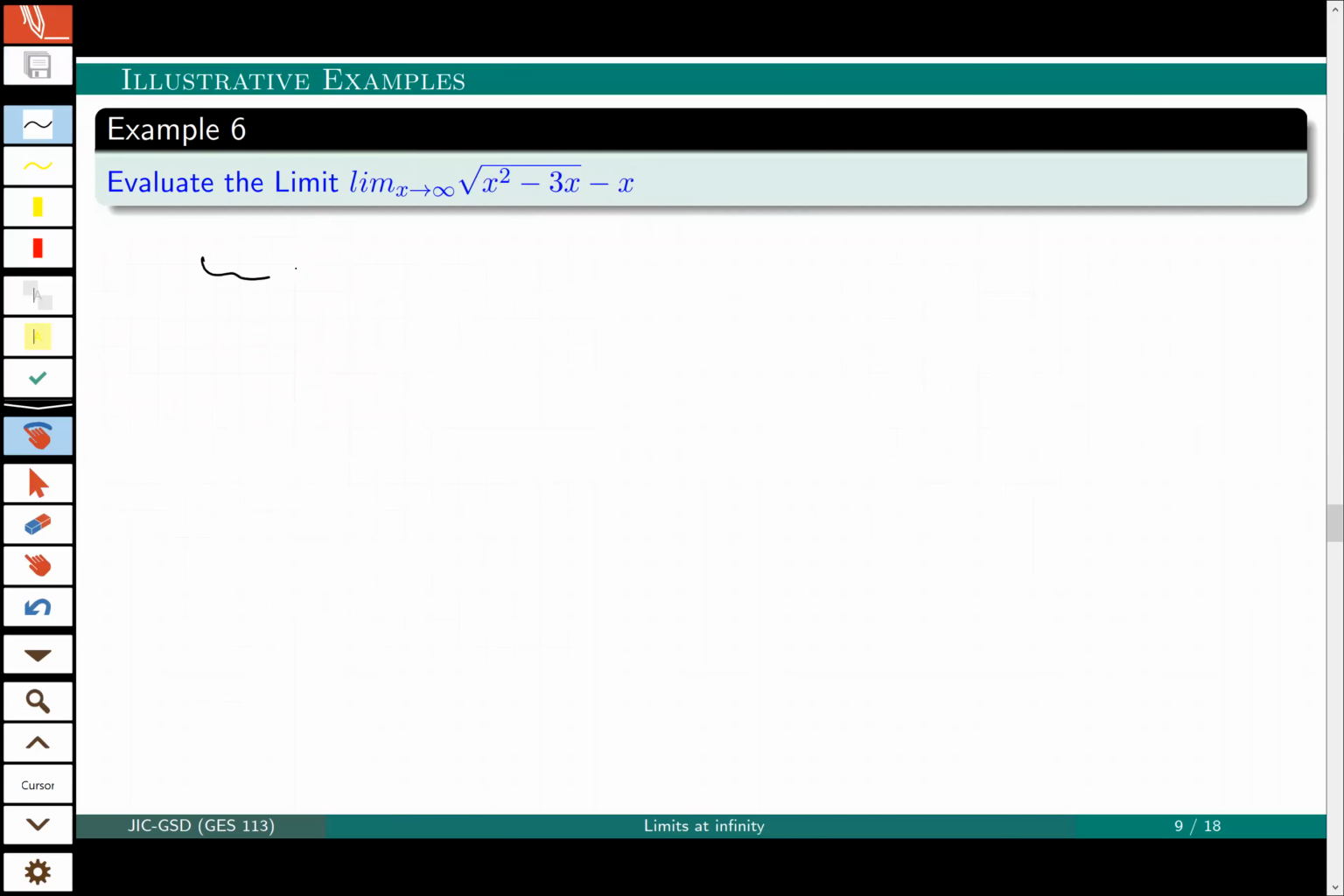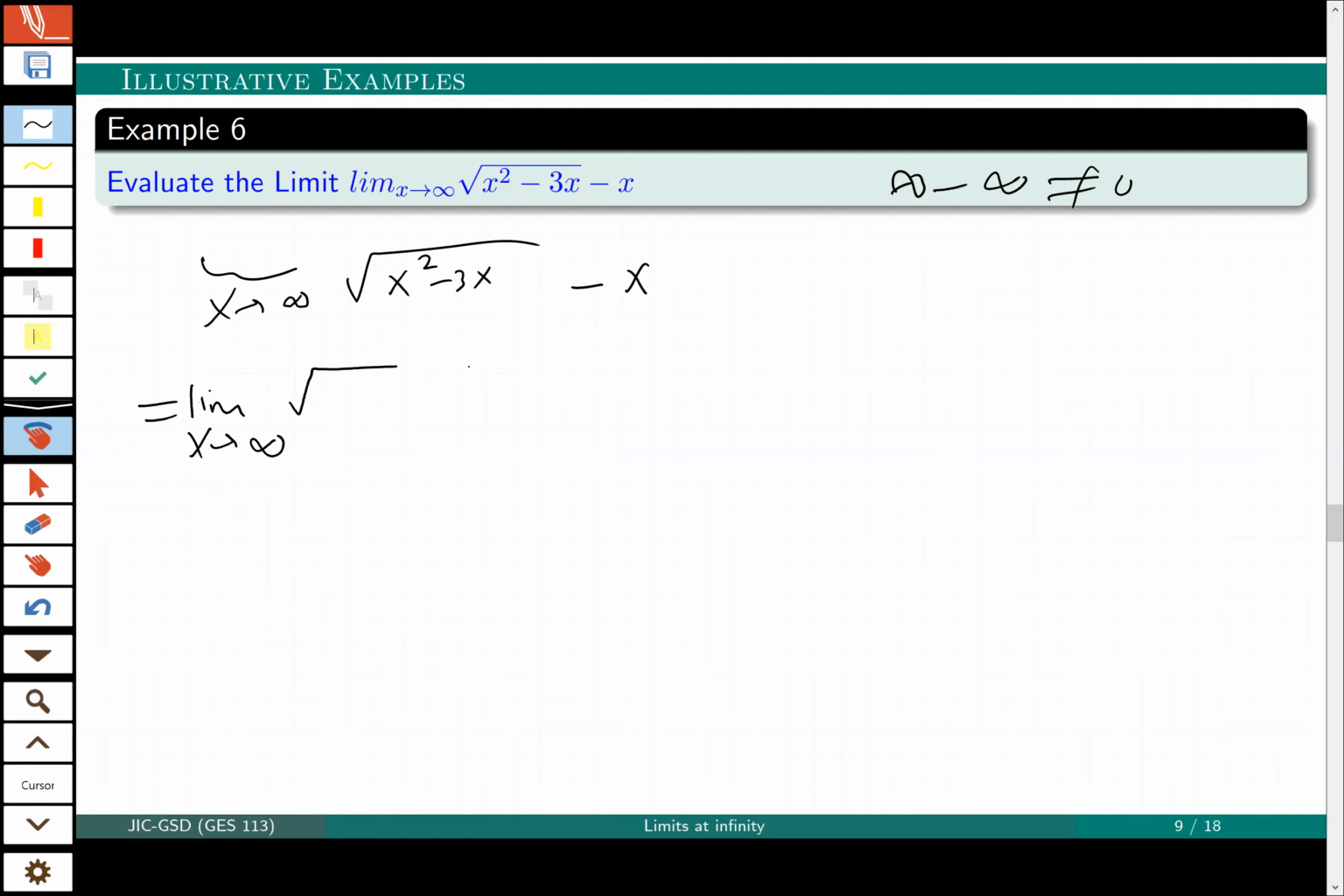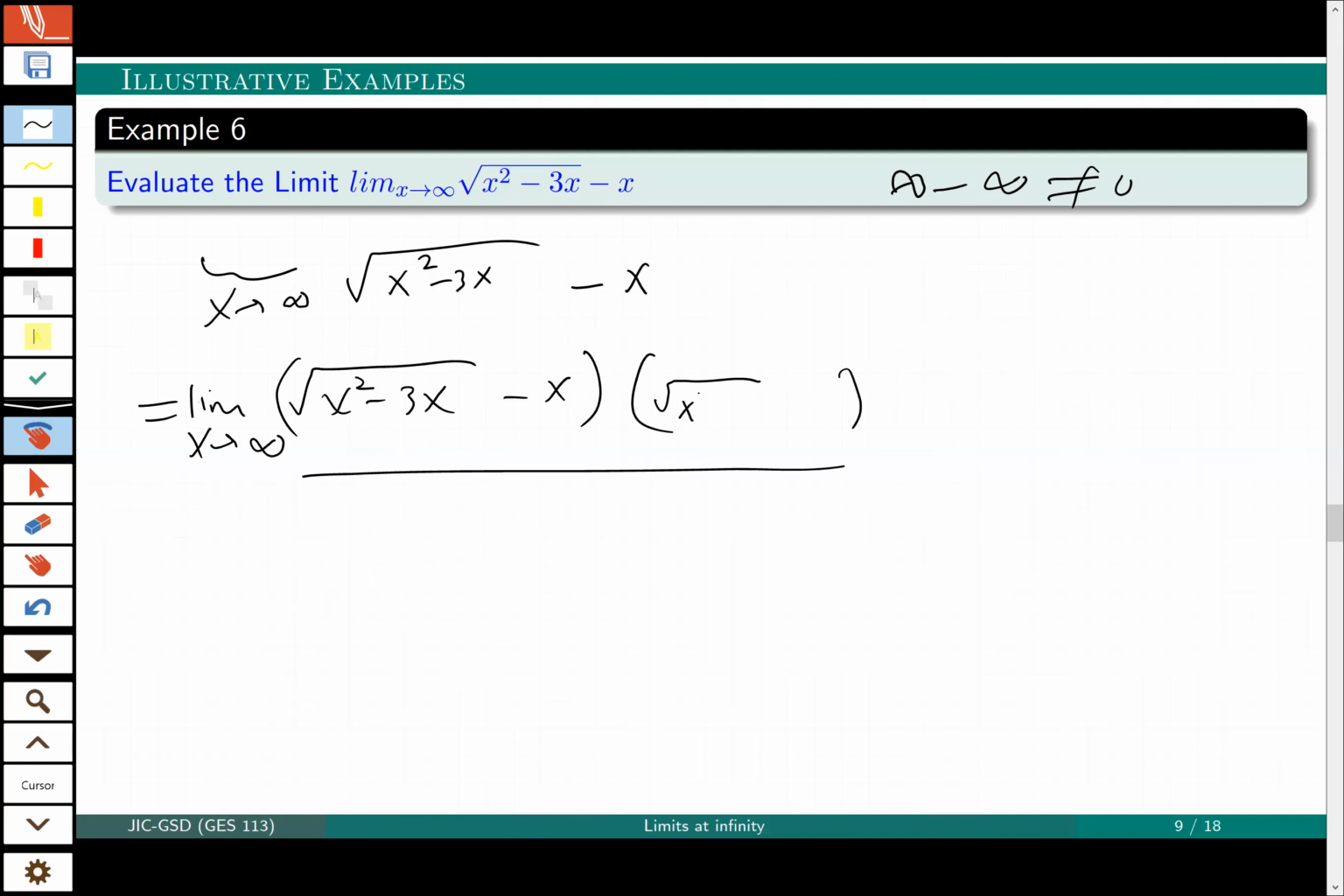Now, here we have the limit when x goes to infinity, square root of (x squared minus 3x) minus x. Remember here, infinity minus infinity does not equal 0. So to treat this problem, we need to multiply by the conjugate to remove the root. To get rid of the root, we multiply by the conjugate, which is square root of (x squared minus 3x) plus x. Same thing here, x squared minus 3x plus x.